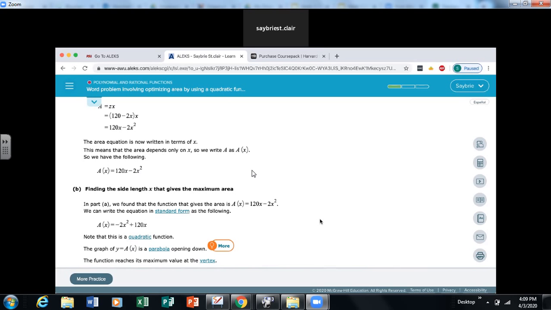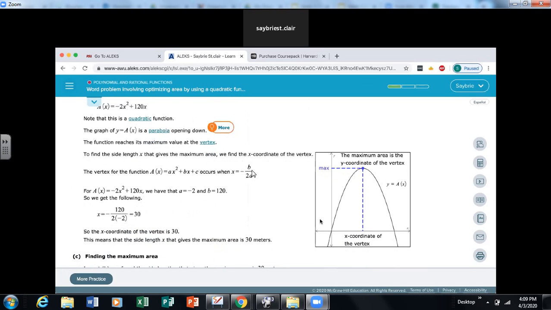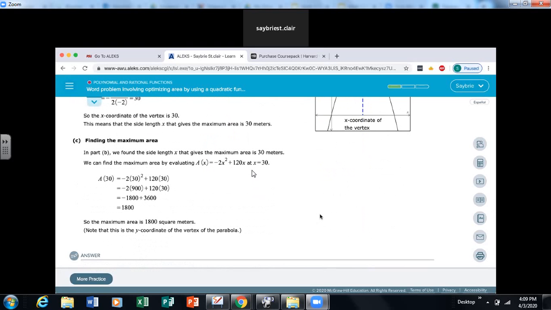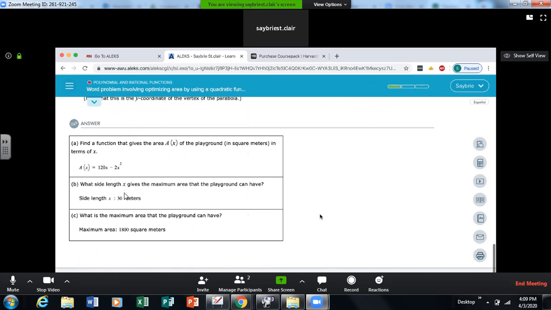Standard form, quadratic, maximum at the vertex. All right, go down a little bit. So we did negative b over 2a. We got 30. Okay, that makes sense. I remember doing that. Then go down a little bit. And then using that to plug in is the area. All right. I think these are doable. If you got one right, good job. That's a lot of math.